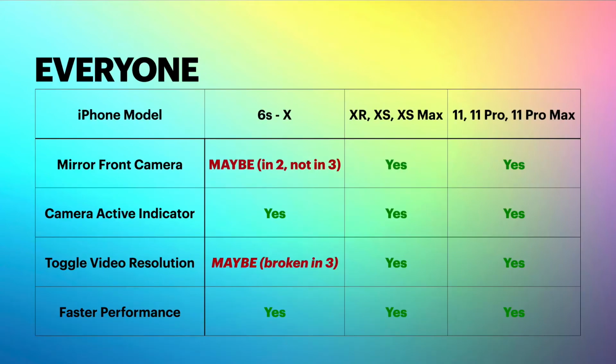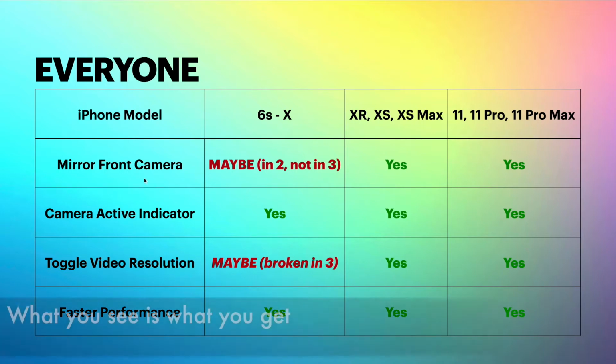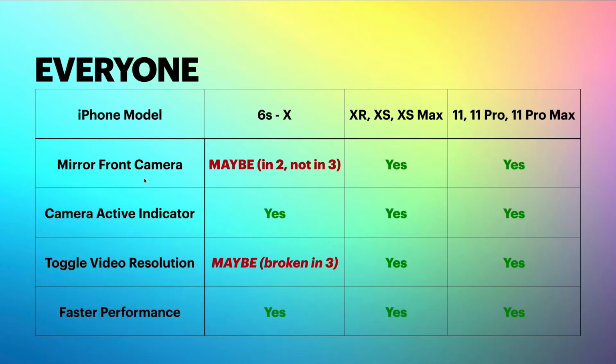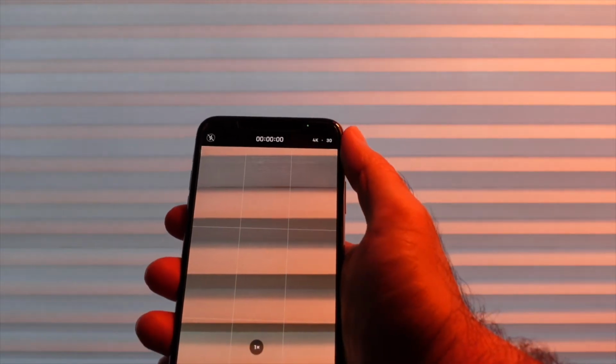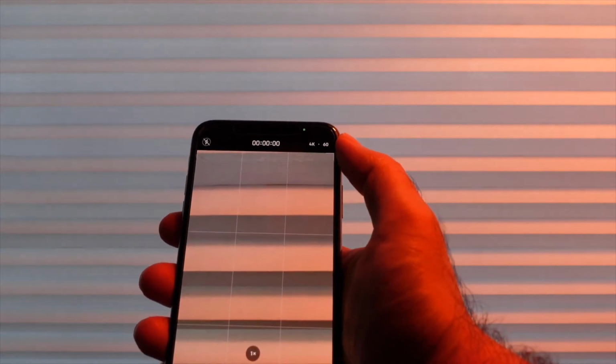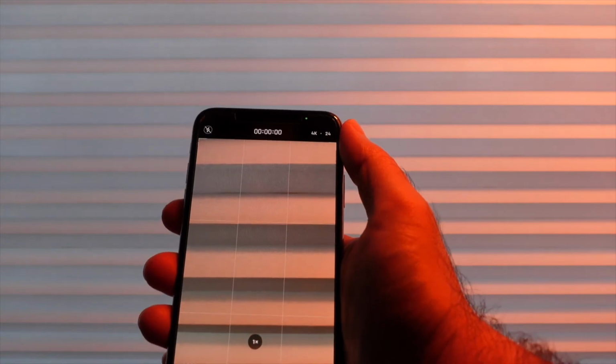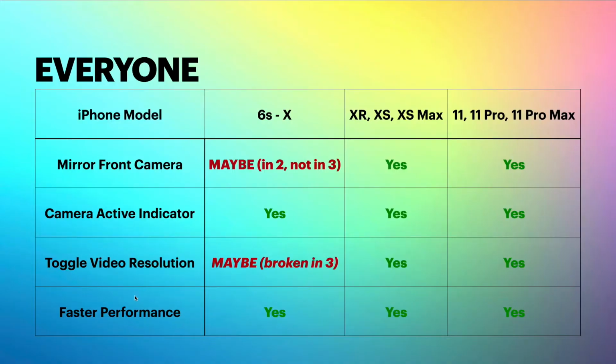So first, let's start with the features everyone's supposed to get. And these are mirroring the front camera. So if you are taking a selfie, the photo you see on the screen is what you get in the photo. Active camera indicator, which is the little dot at the top that shows you if the camera is active or not. Toggle video resolution, which is, when you're taking a video at the top, you can see the frame rate, and you can tap on the frame rate to just change it immediately without having to go into settings. And overall faster performance, so faster to launch the camera and faster to navigate around.